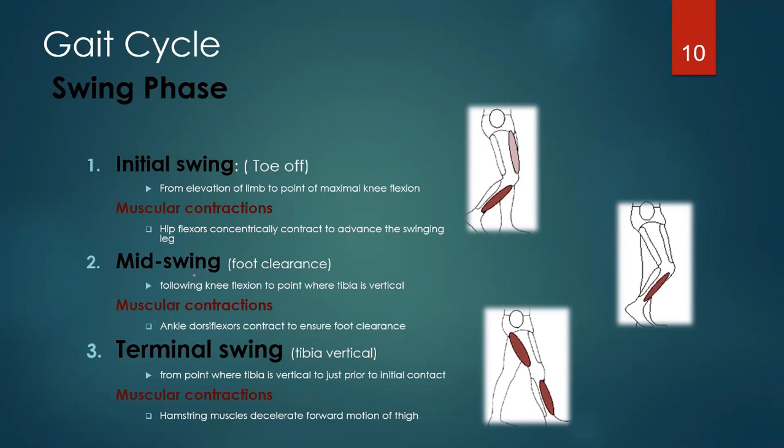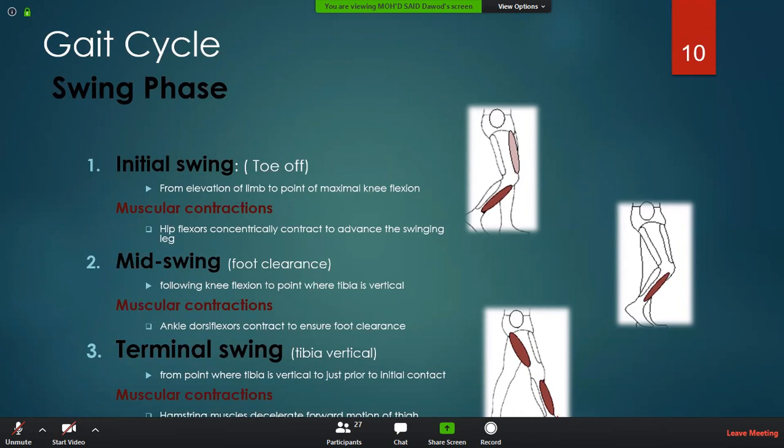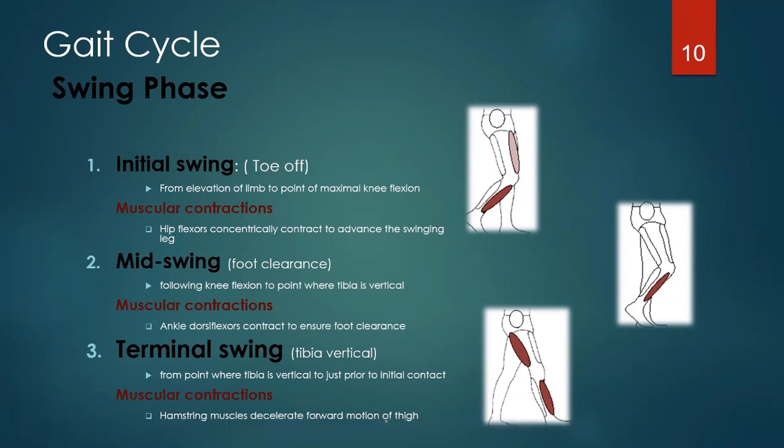The mid swing is the foot clearance following knee flexion, to the point where the tibia is vertical. This is the muscle contraction, usually ankle dorsiflexion to ensure foot clearance. The terminal swing is from the point where the tibia is vertical to just prior to initial contact. Usually the hamstring muscles decrease forward motion of the thigh.